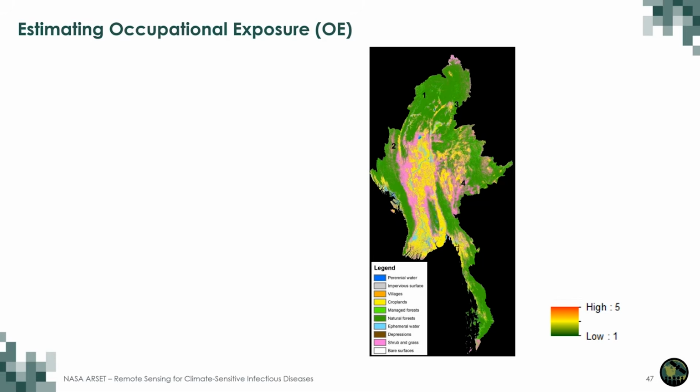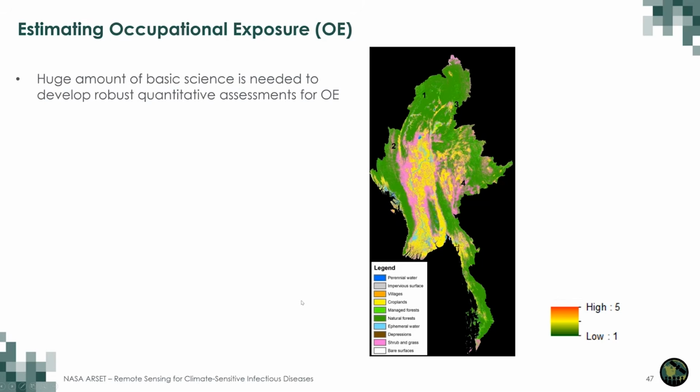Estimating occupational exposure is slightly different. Occupational exposure is very tightly linked to land use parameters. For our legend, there are several important keys. Croplands, what people do in crops, and managed forest, what people do in the forest. And the proximity of those land use types and how extensive they are to villages is going to determine what people are engaged with and what the probability of their occupational exposure is.